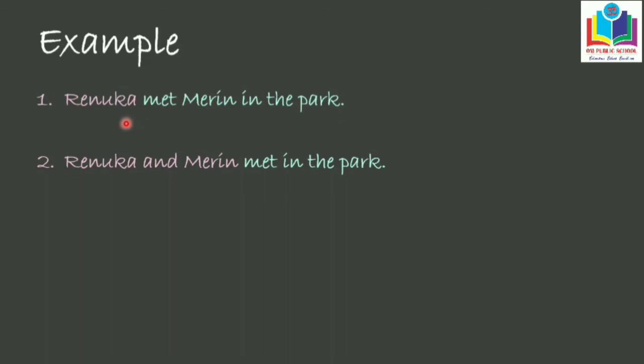Now if you look at the second sentence, Renuka and Merin met in the park. Pretty much the same sentence, but just a bit jumbled words here. Now Renuka and Merin are the subject of the sentence, and they both are doing an action. Which action is it? That they met in the park. So now both of them are the subject, and met in the park is the predicate of the sentence.